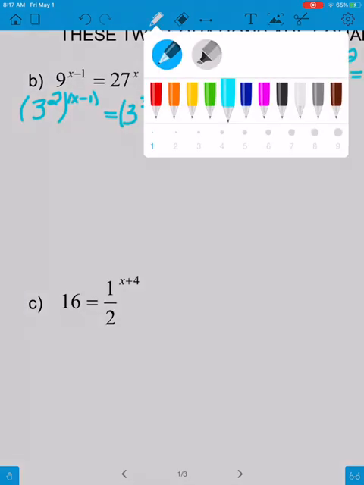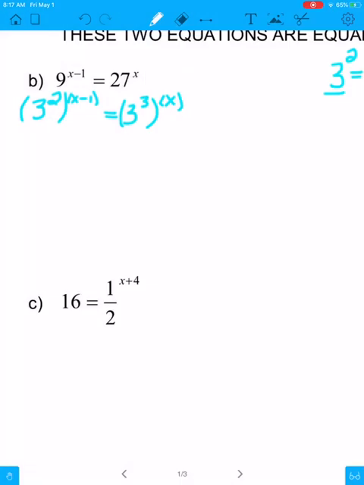Now, rules for exponentials. What you learned is when two exponents are touching, like the 2 and the x minus 1, and the 3 and the x, when they're attached by brackets, you multiply. So I'm going to get 3 to the 2x minus 2. That's why I always put this x minus 1 in brackets, so I don't forget to distribute. If not, people will go 3 to the 2x minus 1 and you're going to get it wrong every single time. You have to distribute it to the entire exponent. Equals 3 to the 3x.